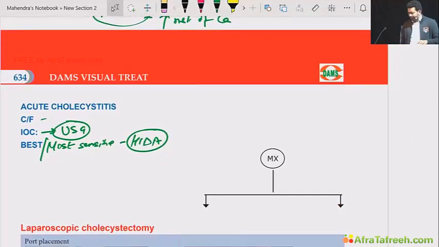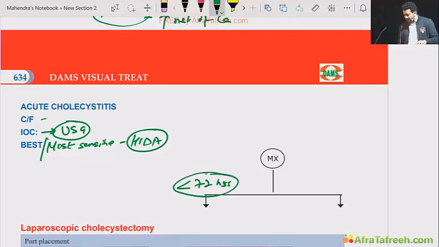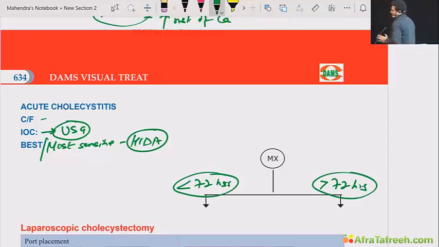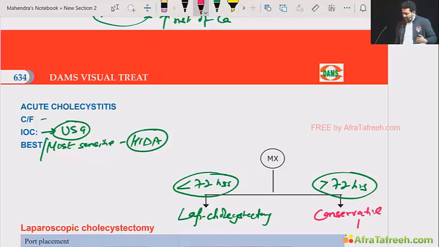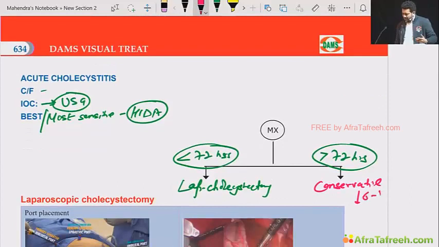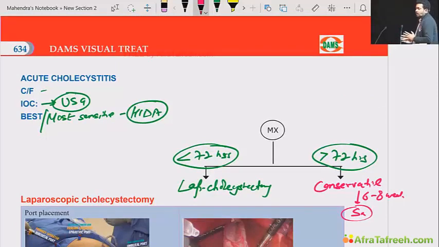What is the management of acute cholecystitis, if the patient comes in less than 72 hours from the onset of the symptoms or more than 72 hours? When the patient comes in less than 72 hours, there will not be much adhesions around the gallbladder, so you will go for a laparoscopic cholecystectomy. But if the patient comes after 72 hours, there will be adhesions and inflammation, so you will do conservative management, and later on, after 6 to 8 weeks, you will go for surgery, that is laparoscopic cholecystectomy. Remember, the management depends on how early or how late the patient is presenting to the hospital.